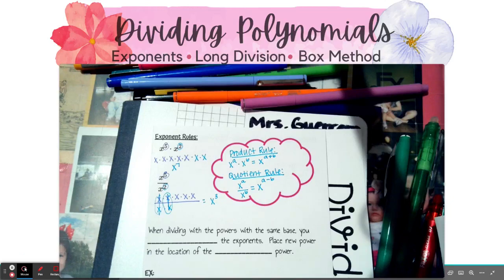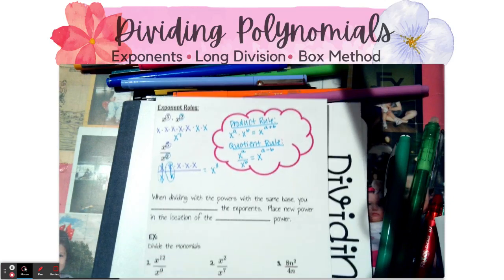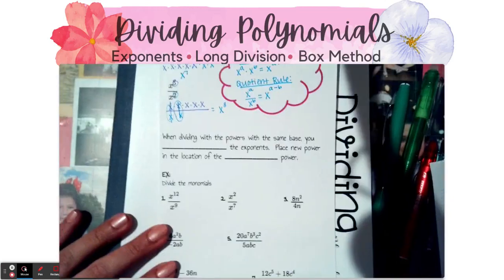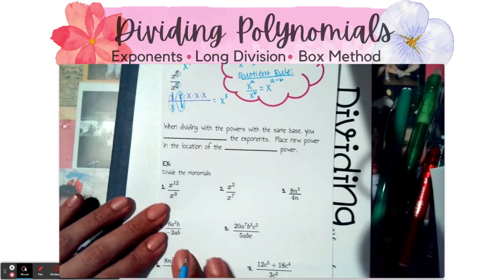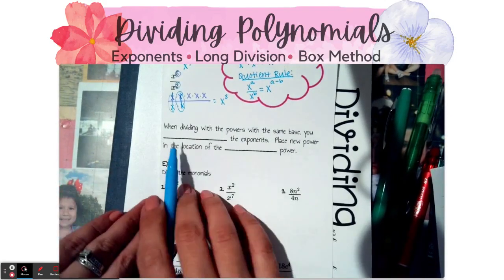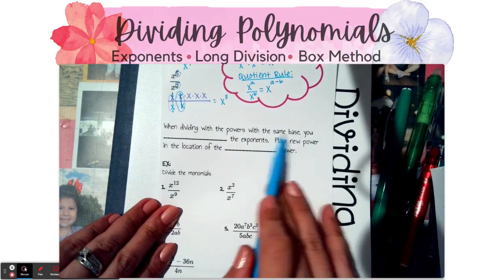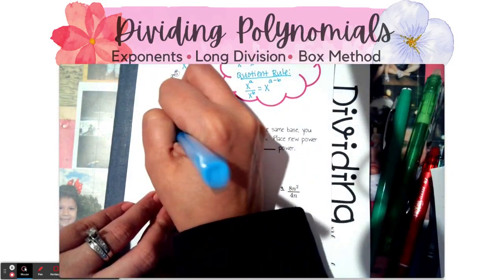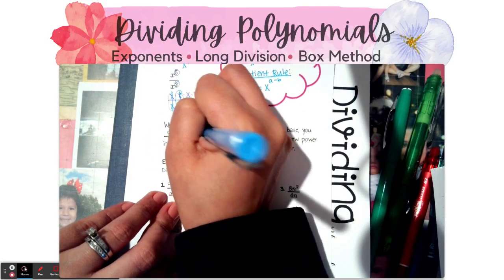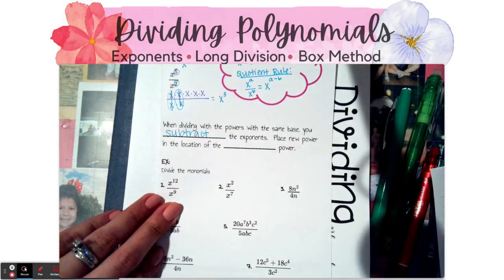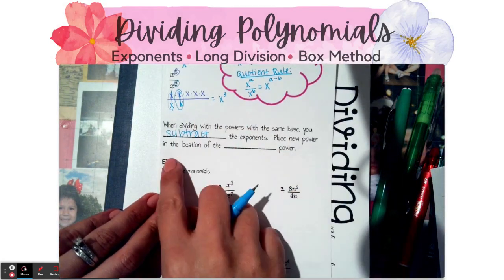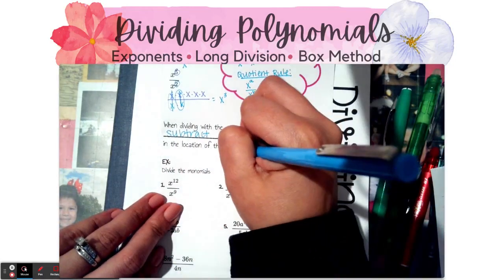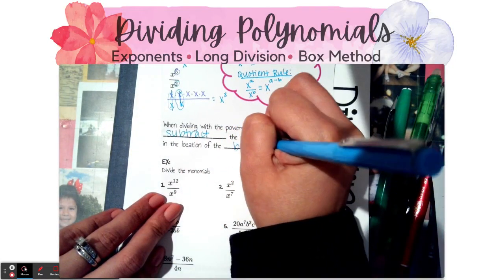So now that you've had a couple practice problems, we can come back and recap pretty much, and these next should be pretty easy, with the exception of a few that we had to do together. It says when dividing powers with the same base, just like we discovered up here, you subtract the exponents. And then you'll place the new power in the location of the bigger power. And I'll show you what I mean here in a little bit.